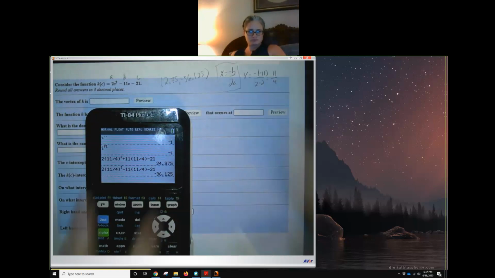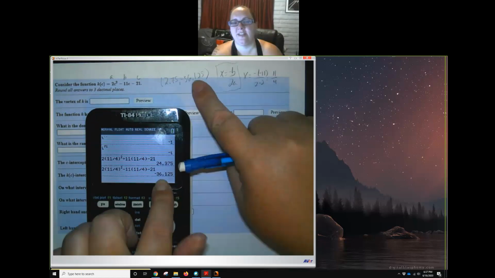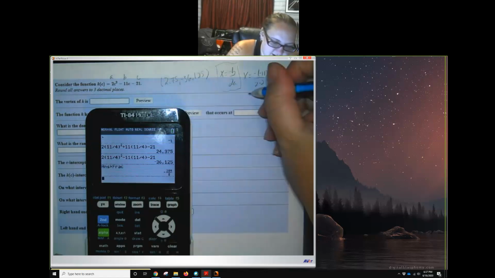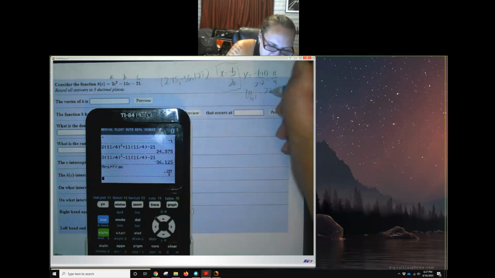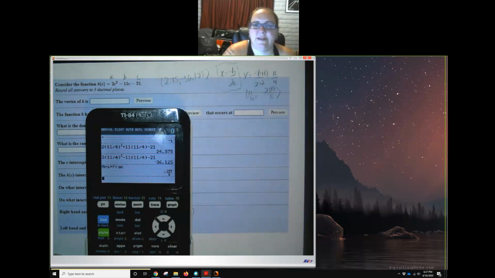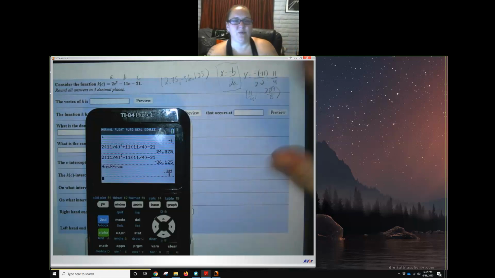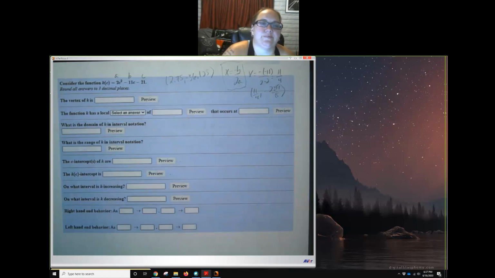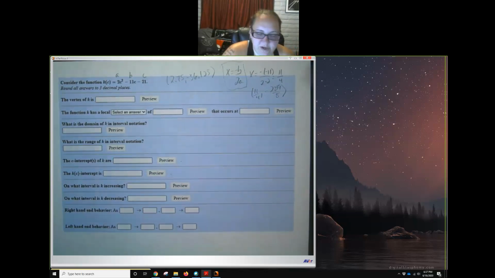And see how I got the same thing that I got when I used the minimum function. And so then if I wanted a fraction, I would just do math enter enter. And it would be 11 over 4 comma negative 289 over 8. But it said 3 decimal places, so the calculator works. If you're more comfortable doing it by hand, then you can do it this way.